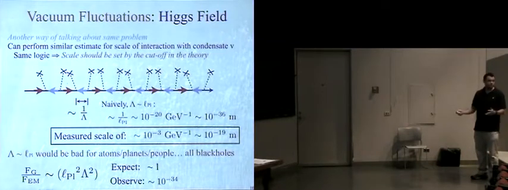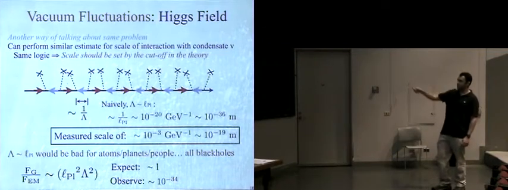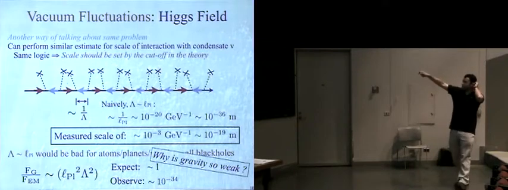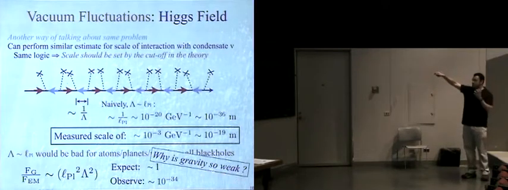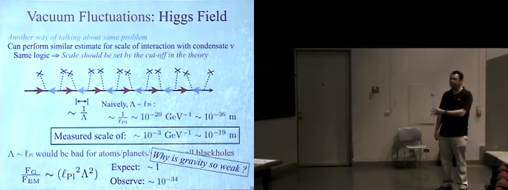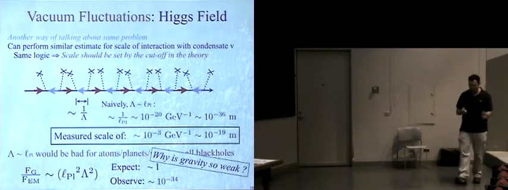Of course, we observe it to be, gravity is tremendously weak. It's 10 to the minus 34 or something. So another way of posing this question is, why is gravity so weak? But this is really, fundamentally, the same question as why is the Higgs light, and why are we not black holes? So it's all ways of just saying the same problem.